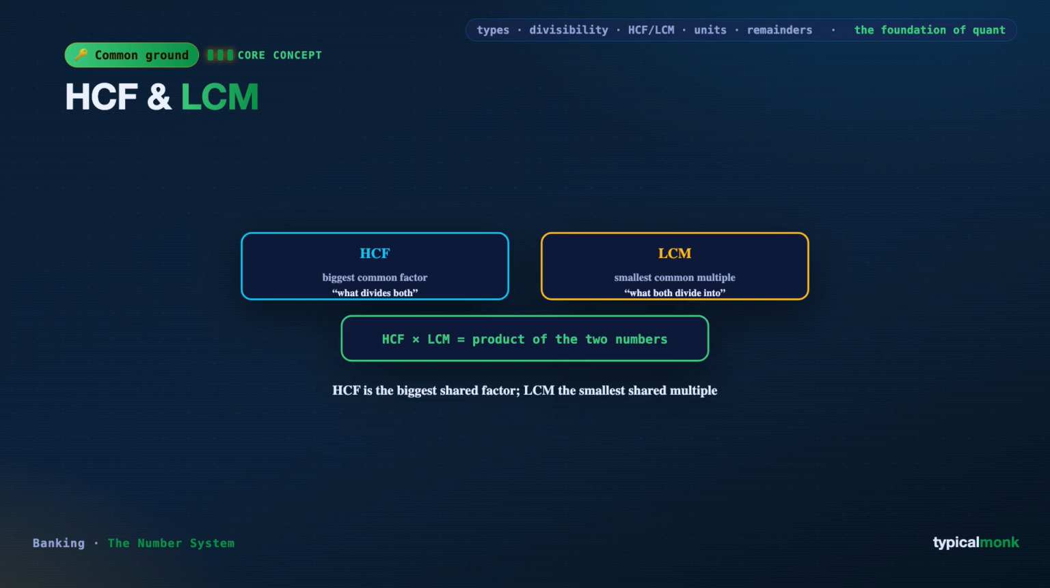And there is a beautiful relationship worth memorizing because it turns up as a direct shortcut. For any two numbers, the HCF times the LCM equals the product of the two numbers. So if you know two of those three quantities, you instantly get the third without any extra work.